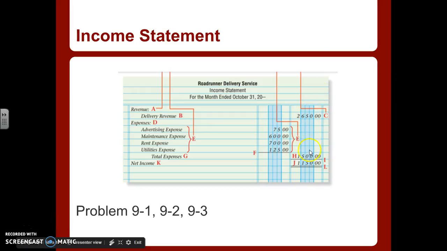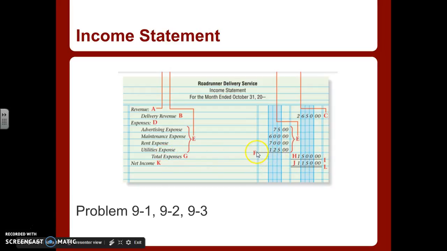On the right-hand side are the totals of all of our classifications of accounts. Because we only have the one revenue account, we just list that as a total, which is different in the expenses. In the expenses, we have multiple accounts: advertising expense, maintenance expense, rent expense, utilities expense. Therefore, the balances of those individual accounts are listed in the left-hand column, and then the total of the expenses is listed in the right-hand column.